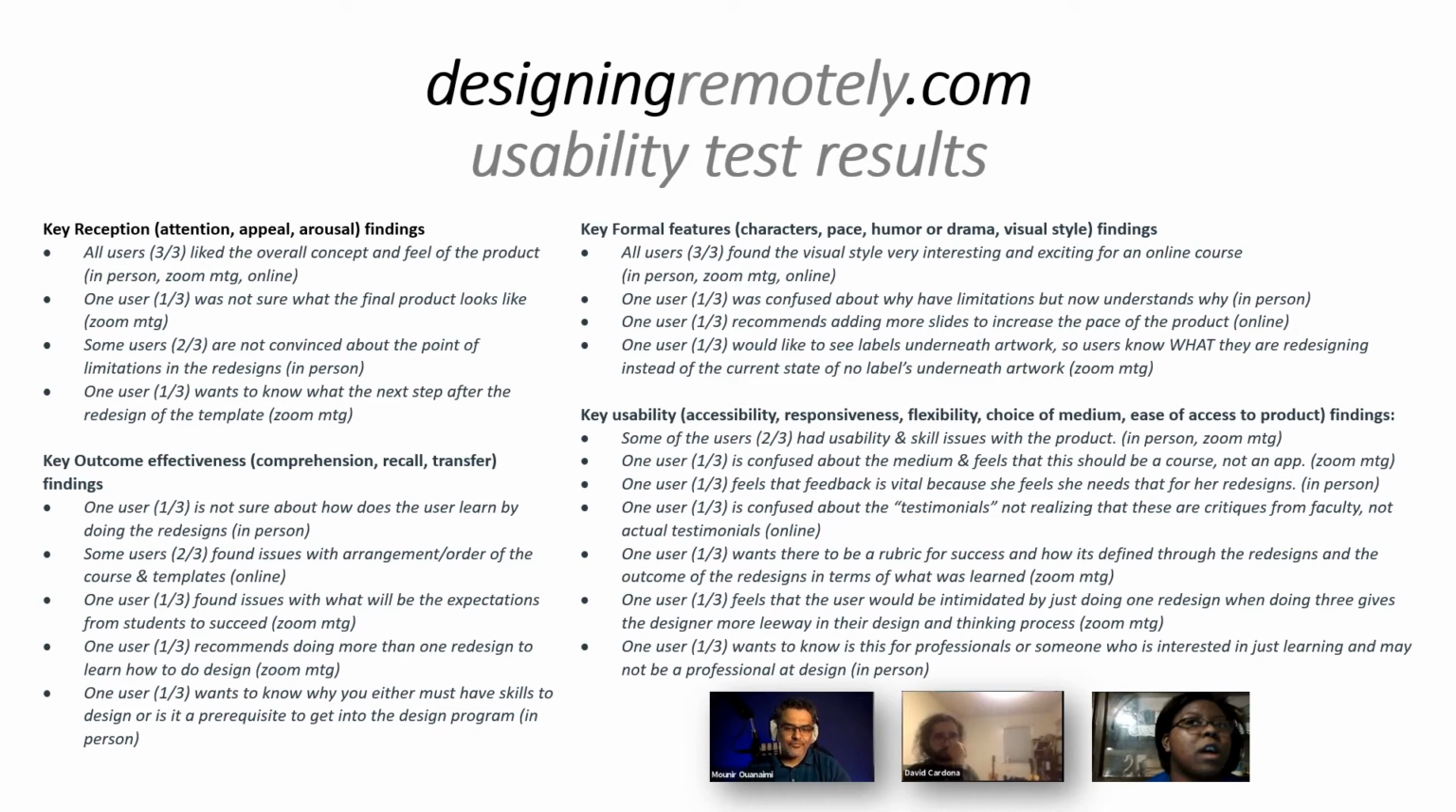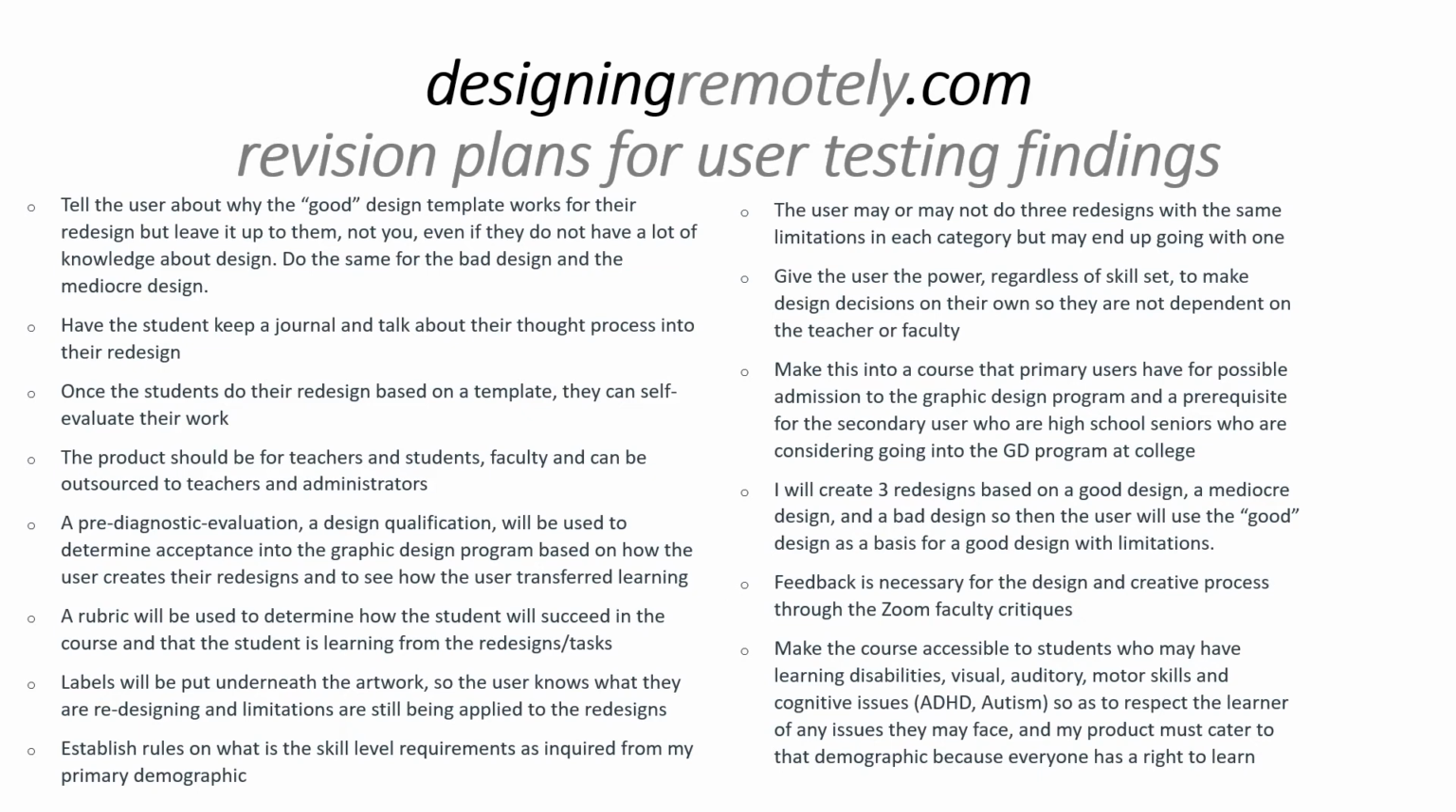And they were very varied in terms of what my users were thinking: some like this, some like that. Not sure how the user learns by doing the redesigns. Different things were going on. And this is the revision plans for user testing findings. And I just want to pick out 3 of them.